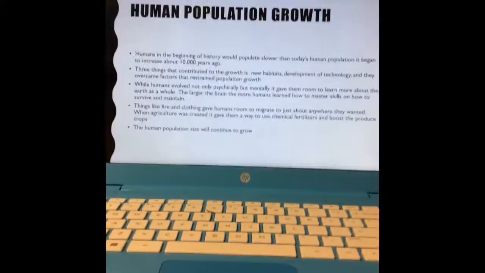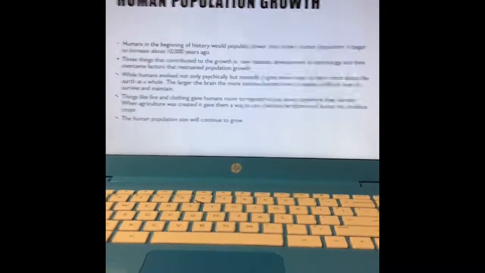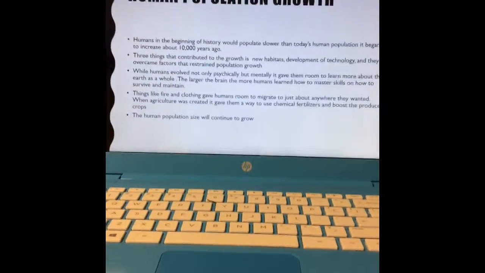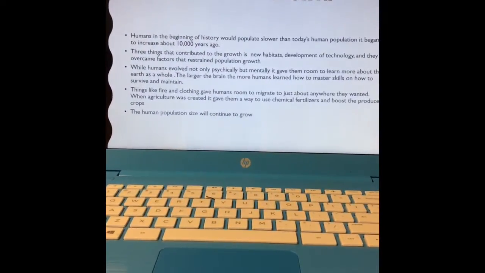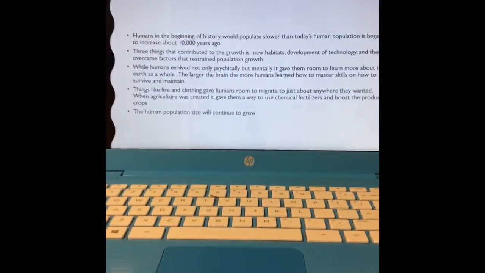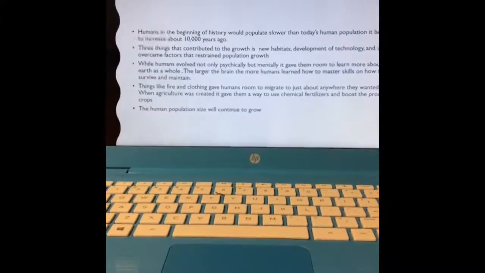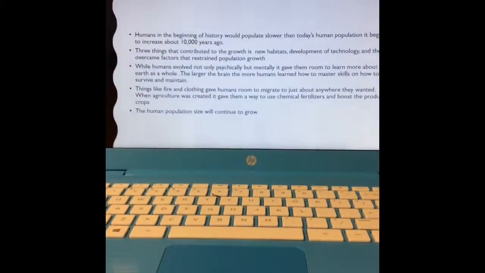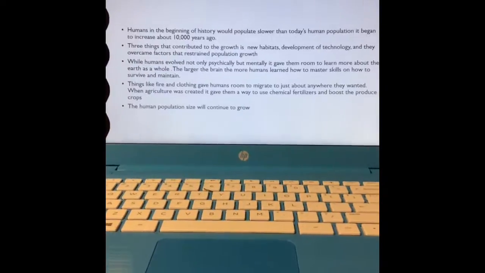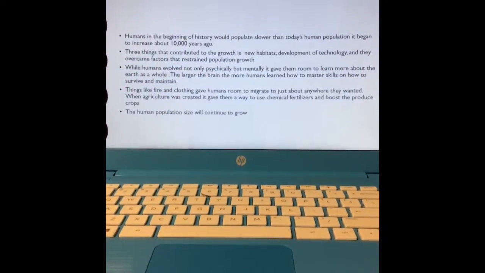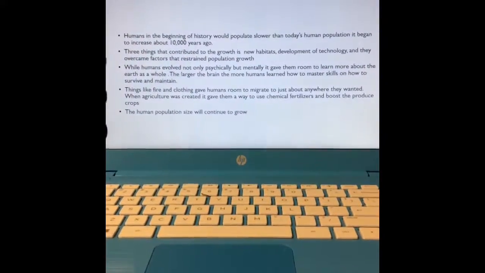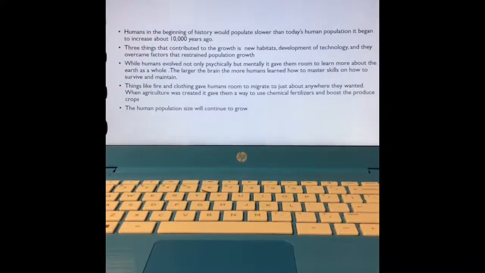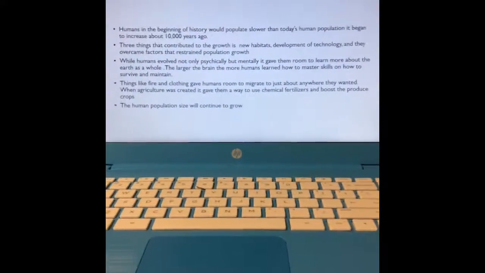As humans, we evolve not only physically but mentally. So the more the mind or the brain evolves or grows, the more knowledge humans obtain. When they obtain more, they are able to master skills on how to survive and maintain, causing the population to grow. People who knew more would go out into new environments and try to live there. Things like fire and clothing gave humans room to migrate just about anywhere they wanted to.